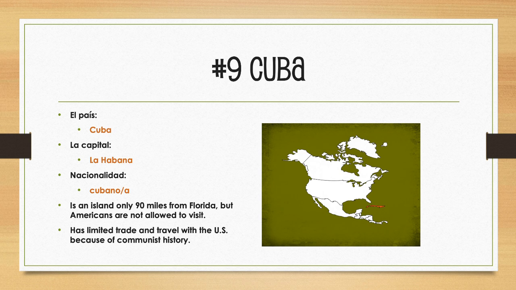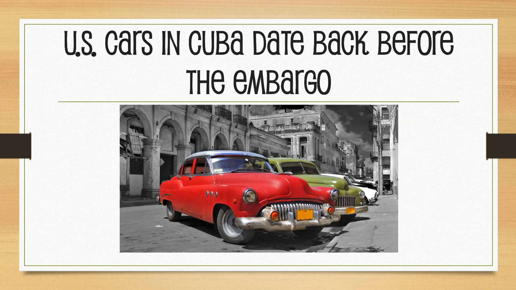Cuba is an island only 90 miles from Florida, but Americans, people from the U.S., are not allowed to visit. We have limited trade with Cuba and limited travel because of the communist history of Cuba and tensions between the respective governments. Because of that, the U.S. has not had regular trade with Cuba since the very early 1960s. So if you go to Cuba, you can see a lot of classic cars from the 1960s and then a lot of Russian cars from the 80s and 90s because that was their primary trade partner. Or Soviet, I should say.